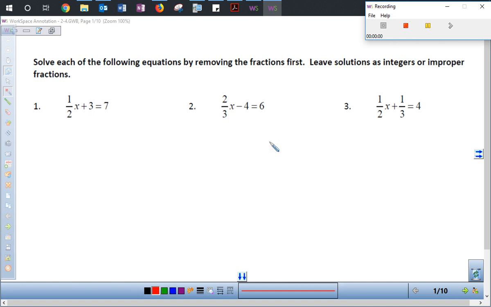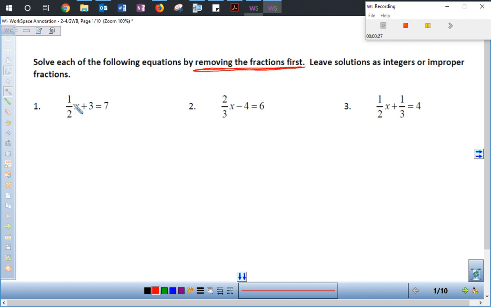So we're going to start on number 1, and it says solve each of the following equations by removing the fractions first. Leave the solutions as integers or improper fractions. So I have 1/2 x plus 3 equals 7. Now, if you'll notice, we have a fraction in this equation. I don't want that. I hate fractions. Fractions, to me, just make things complicated when they don't have to be. So our goal is to first get rid of that fraction.